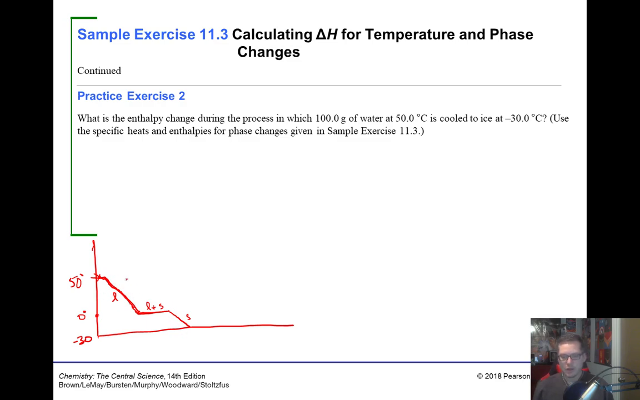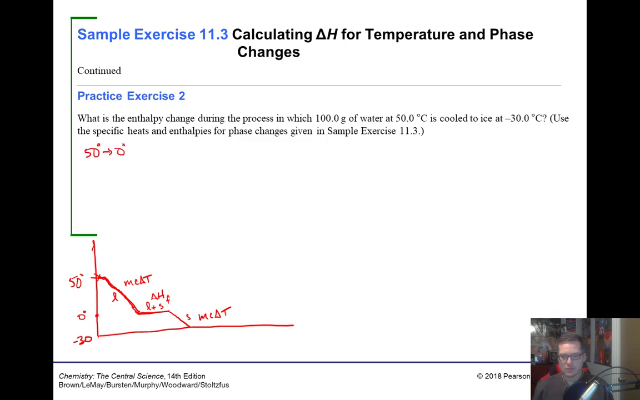And so remember, during these slanted parts, we'll just make ourselves a little note here, we're going to use mCΔT during these guys. All right, and then here we're going to use the heat of fusion. Okay, heat of fusion of water. All right, so from 50 to 0, and you can make yourself a little note here, 50 to 0 degrees.